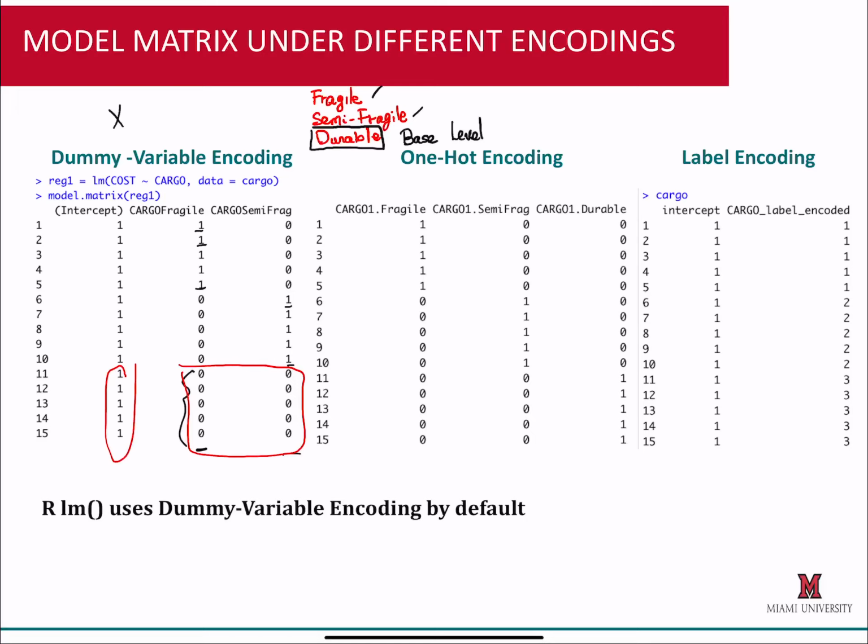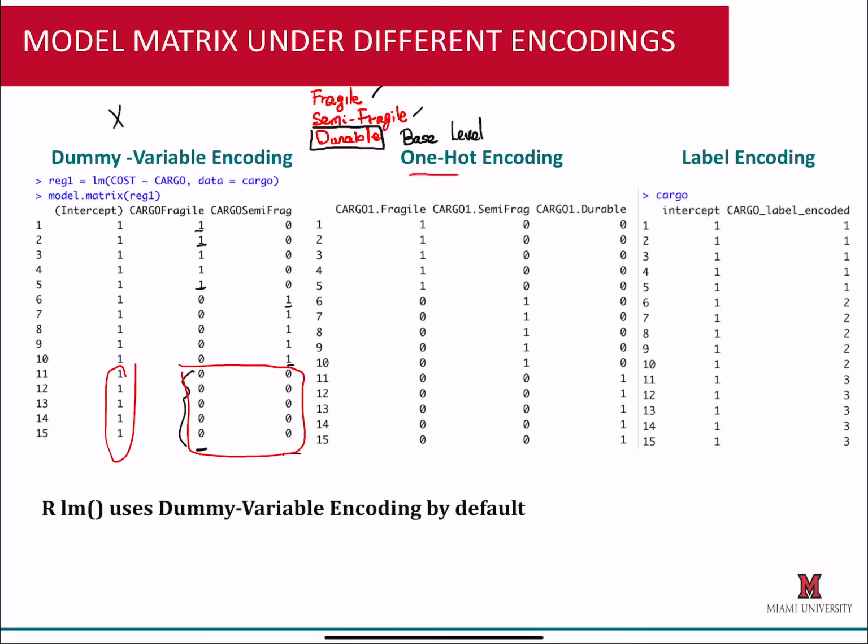This encoding makes sense for multiple linear regression, because the matrix X doesn't contain any singularities. And remember, singularities are when one of the columns is a multiple or a linear combination of other columns or another column. So what happens with one-hot encoding?